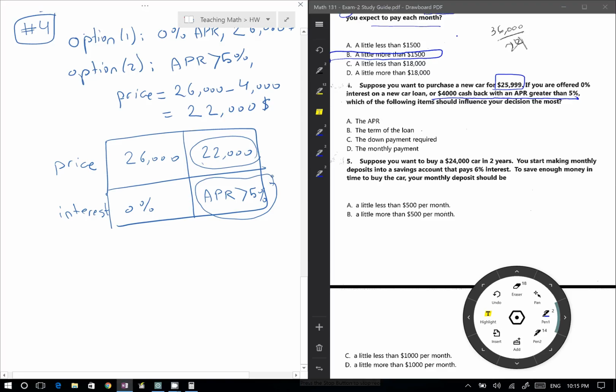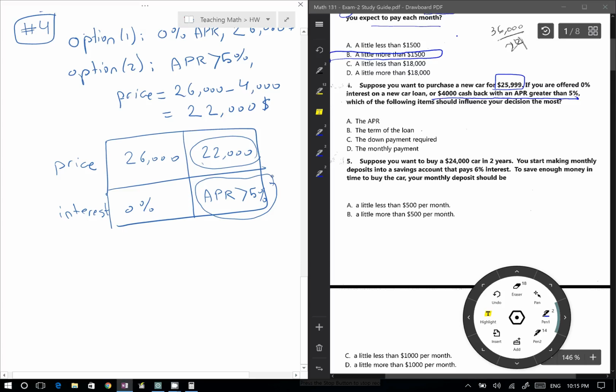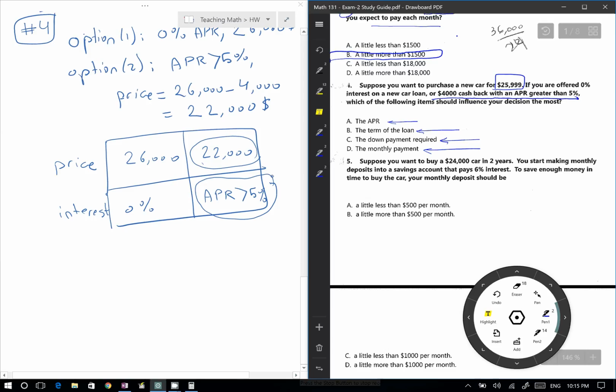That's the real question. And in order to answer, of course there's some ambiguity. They did not give us any of these inputs. We don't know the APR, we don't know the term of the loan, we don't know if there's a down payment, and we don't even know the monthly payment. But it's a qualitative question that's asking us which factor is more influential in the decision. So I did some calculations, and it is not a straightforward question, and I'll show you why.